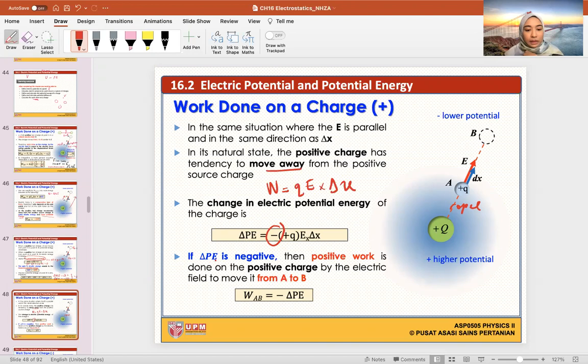So if delta PE, the change in electric potential energy, is negative, then positive work is done. Okay, so if my PE is negative, then my work done is positive. It's the reverse. W has no negative sign. PE has the negative sign. So they are opposite in direction. Opposite in signs, not direction. They are opposite in signs.